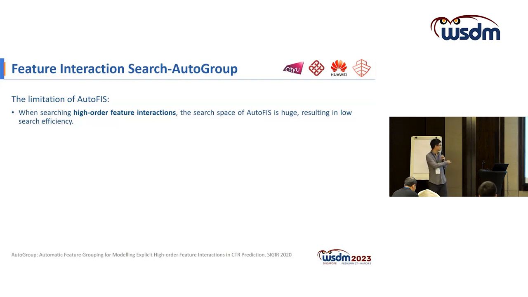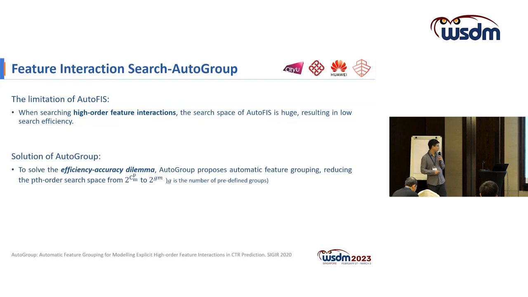A second work is called AutoGroup, which was also proposed in the same year. In order to avoid enumerating all the feature interactions, this work proposed a method to generate feature groups directly, such that the feature interactions within a feature group are effective, and the interactions across different groups are ineffective and can be filtered away safely. And how do they do that?